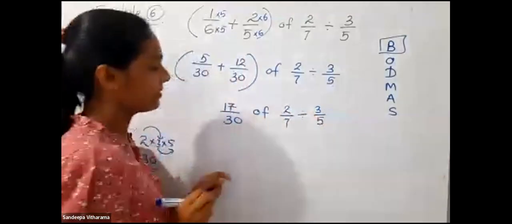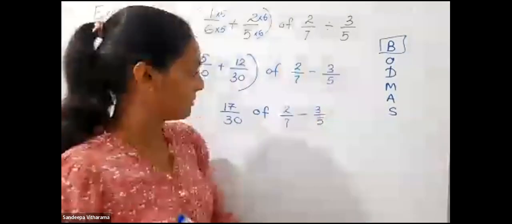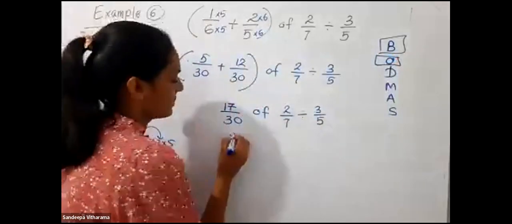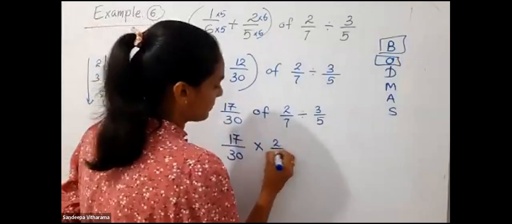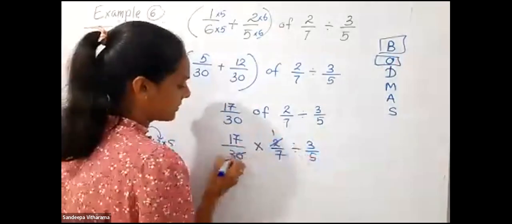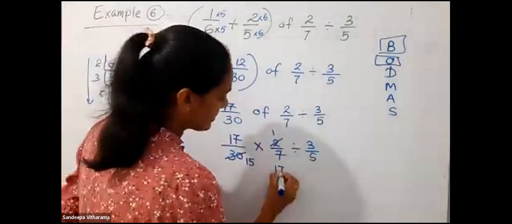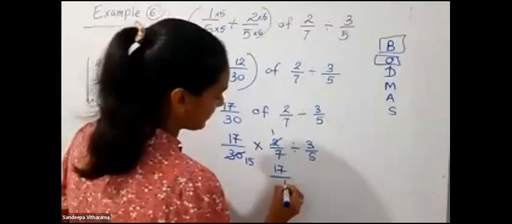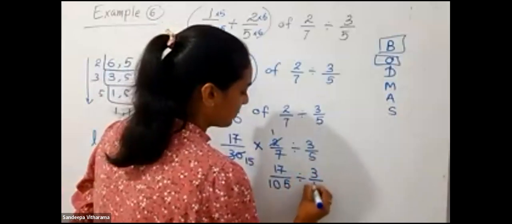Now go to the BODMAS rule again. Then we have two separate operations again. Go to BODMAS: of comes before division. So 17 upon 30 of 2 upon 7, divided by 3 upon 5. Now cancel: 30 divided by 2 is 15. And 17 into 1 is 17. 15 into 7 is 105. Divided by 3 upon 5.